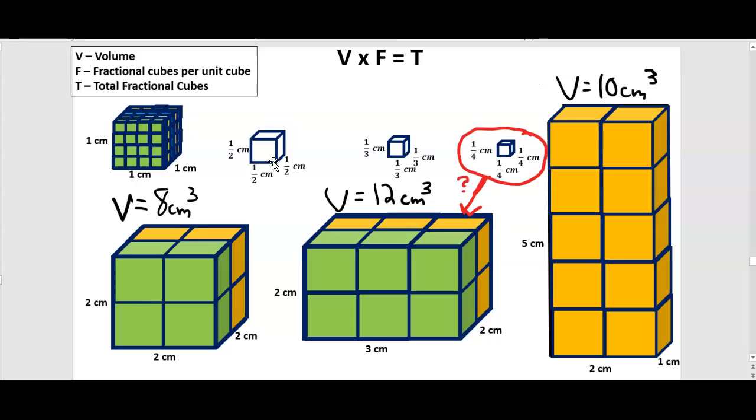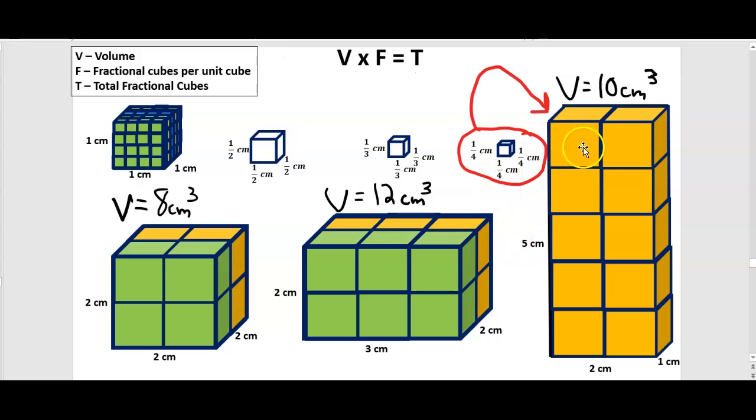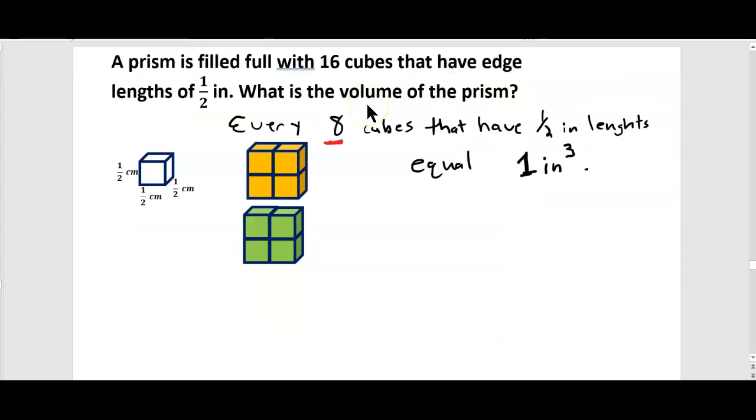Okay, did you get it? Here it is. 12 times 64 is 768. All right, so 768 of these tiny little things will fit into all of this. Next, how about this one? How many are going to fit inside there? Oh, 10 times 64 is 640. I love the 10s and the zeros. That's always fun to multiply those.